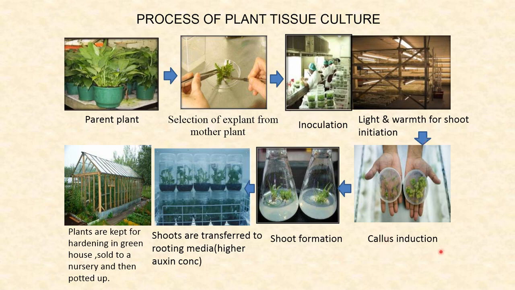Later the callus induction takes place, then shoot formation takes place. These shoots are transferred to rooting medium, which will be having a higher concentration of auxin. Later the plants are kept for hardening in greenhouse, sold to nursery and then potted up.